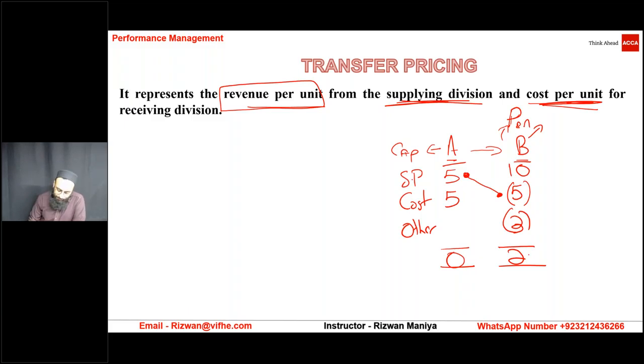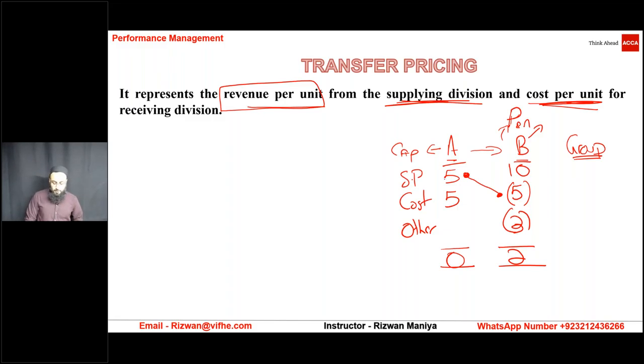Great. Now there is a meeting at the end of the year and the group head office calls division A and B both, and asks division B the revenue and the profit, and asks division A the revenue and the profits. Okay, now the group started doing the calculation.